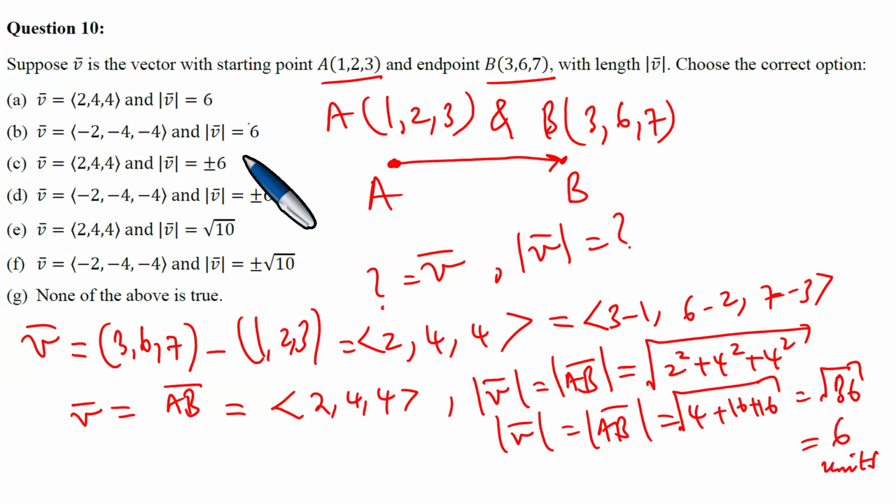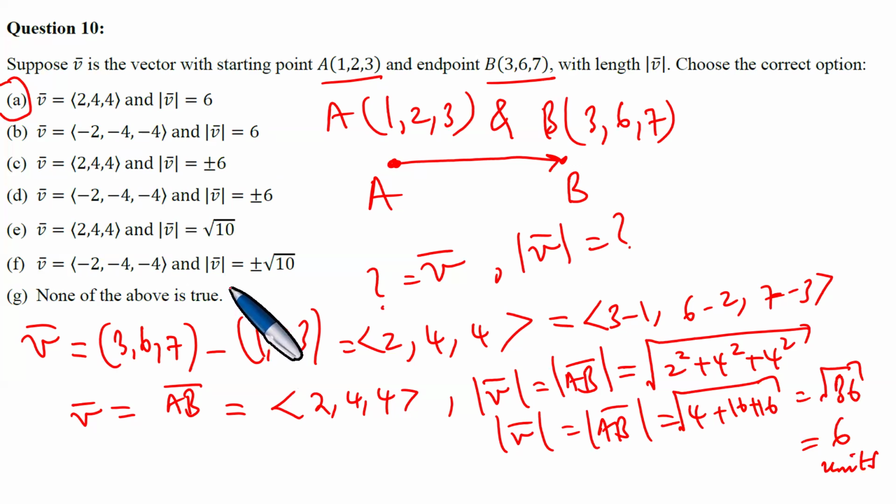So to tell which one is the correct result, we see that option A is indeed the correct answer. The vector V has the coordinates 2, 4, and 4, and the length of the vector V is exactly 6 units.